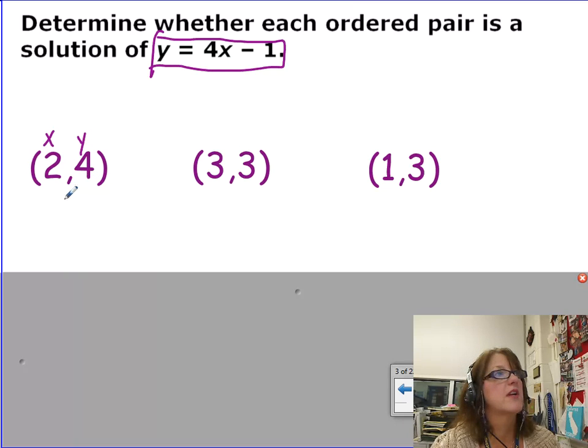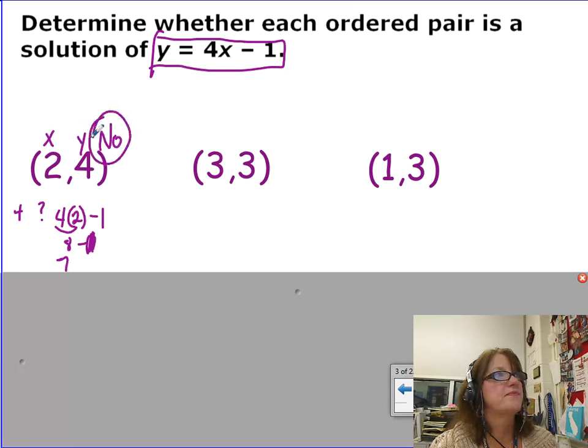Show me a little bit of work here. So start with 4 times 2 minus 1. Okay, that's plugging in a 2 for the x. Do you get 4 for your final answer? Well, this gives me 8, and 8 minus 1 is 7. So this one is no.